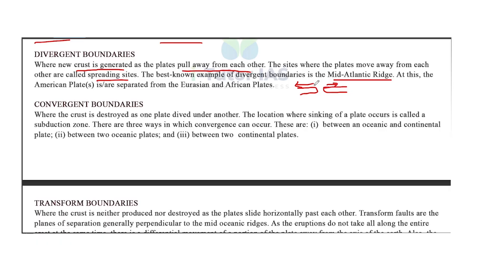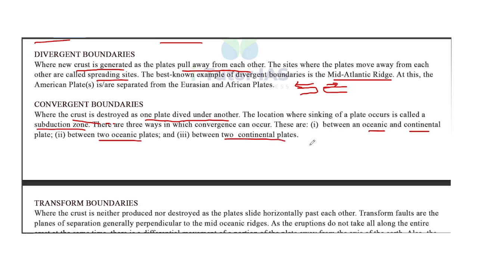The second is convergent boundaries, where the crust is destroyed as one plate dives under another. The location where sinking of a plate occurs is called a subduction zone. There are three ways in which convergence can occur: first, between an oceanic and continental plate; second, between two oceanic plates; and finally, between two continental plates.